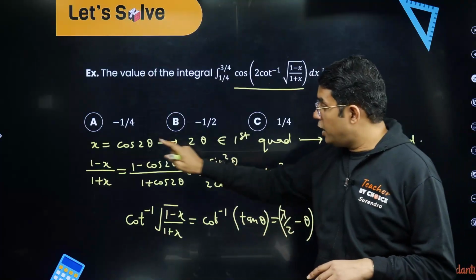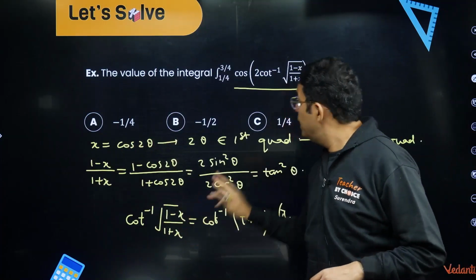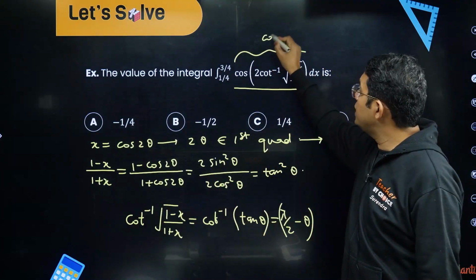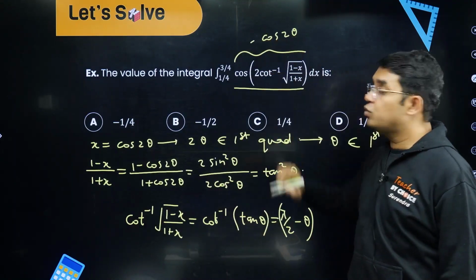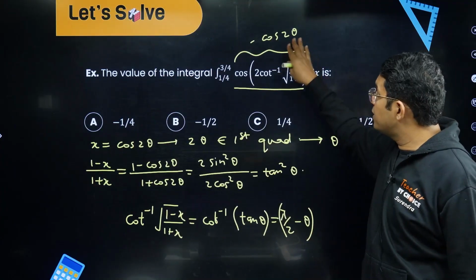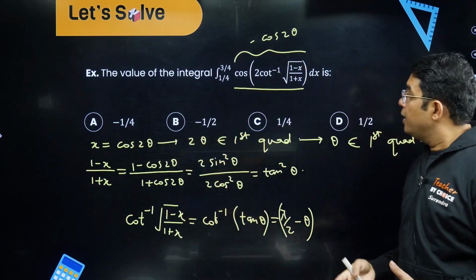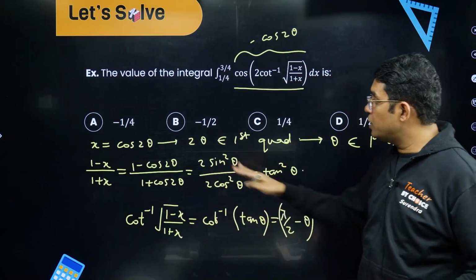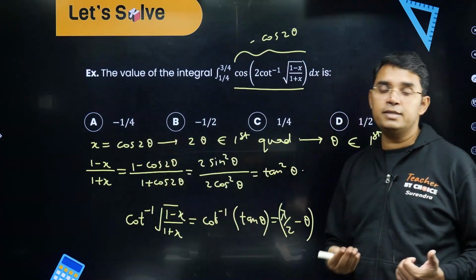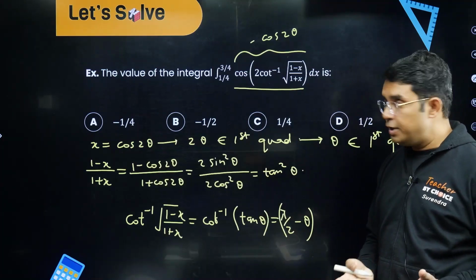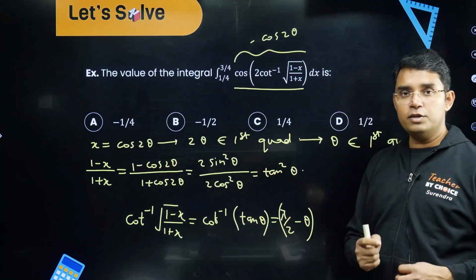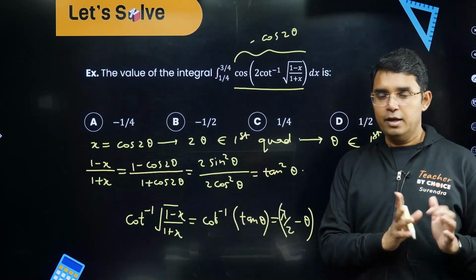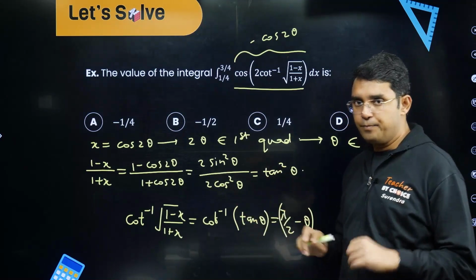But actually, after putting x as cos 2 theta, this integrand is actually coming out to be minus cos 2 theta only. So why not we take this minus cos 2 theta as x only, so that my integration will be very simple. There is no need to write the derivative of cos 2 theta as minus 2 sine 2 theta d theta, because that calculation will be slightly more, not very much but slightly more. You can check that with that method also it will be the same.